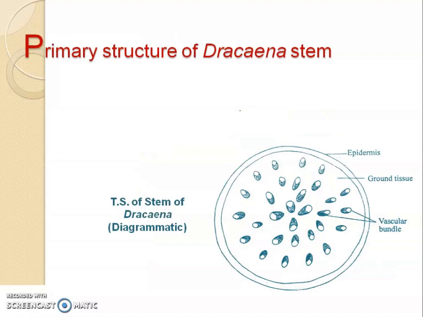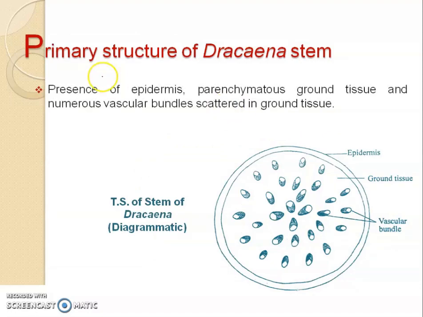Now, the primary structure of the Dracaena stem. The primary structure of the Dracaena stem shows the presence of epidermis, parenchymatous ground tissue, and numerous vascular bundles scattered in this ground tissue. This is the epidermis. This is the parenchymatous ground tissue. This is the transverse section of the Dracaena stem.